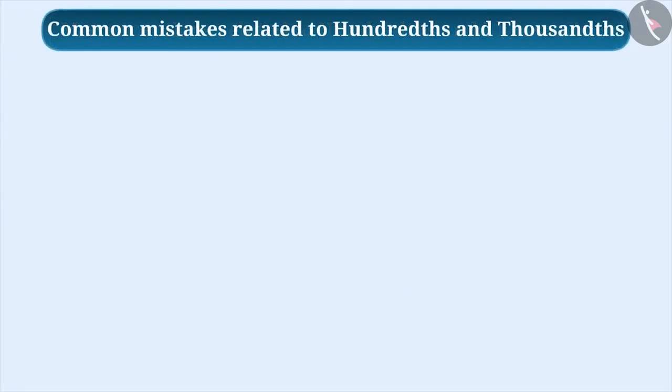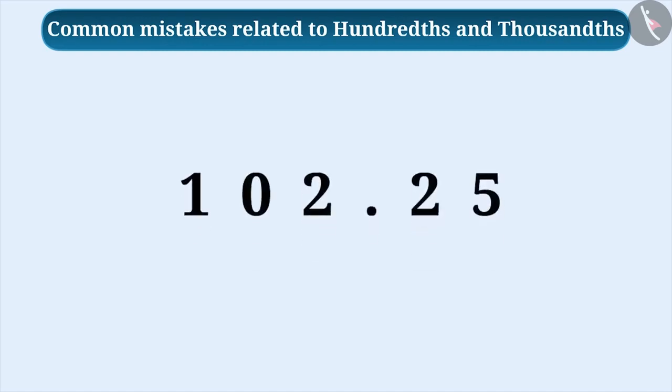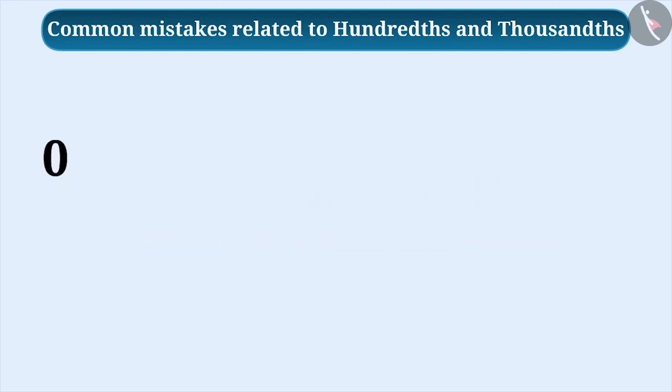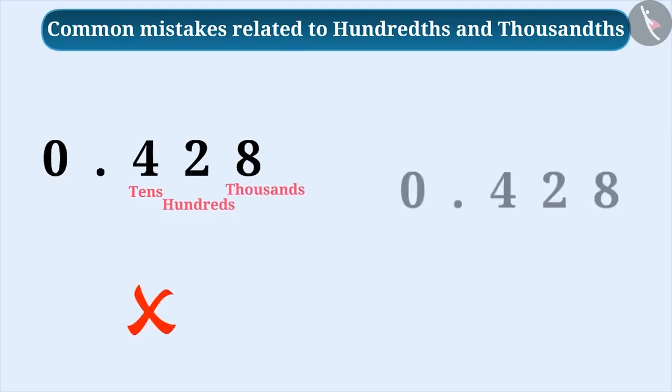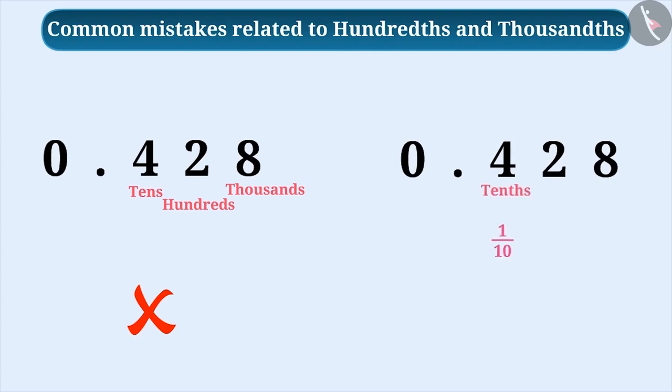Now we will see the common mistakes related to hundredths and thousands. Some students do not know that the place value of a number keeps on decreasing as we move from left to right. By looking at the similar kind of names on both sides of the decimal point, students think that the value of such places is equal. For example, in 0.428, they think that there are 4/10s, 200ths, and 8/1000s. This is a misunderstanding. The correct understanding is that there are 4/10s, 2/100ths, and 8/1000ths.